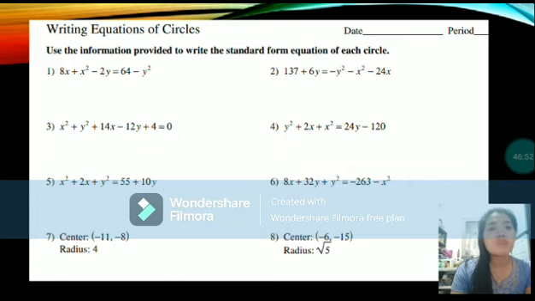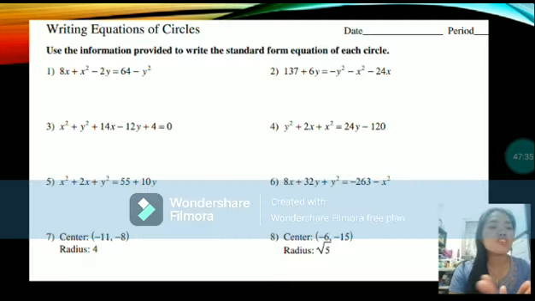Number 3, x squared plus y squared plus 14x minus 12y plus 4 is equal to 0. Number 4, y squared plus 2x plus x squared is equal to 25y minus 120. Number 5, x squared plus 2x plus y squared is equal to 55 plus 10y. Number 6, 8x plus 32y plus y squared is equal to negative 263 minus x squared. Number 7, the center is negative 11, negative 8, the radius is 4. Number 8, the center is negative 6, negative 15, the radius is the square root of 5.